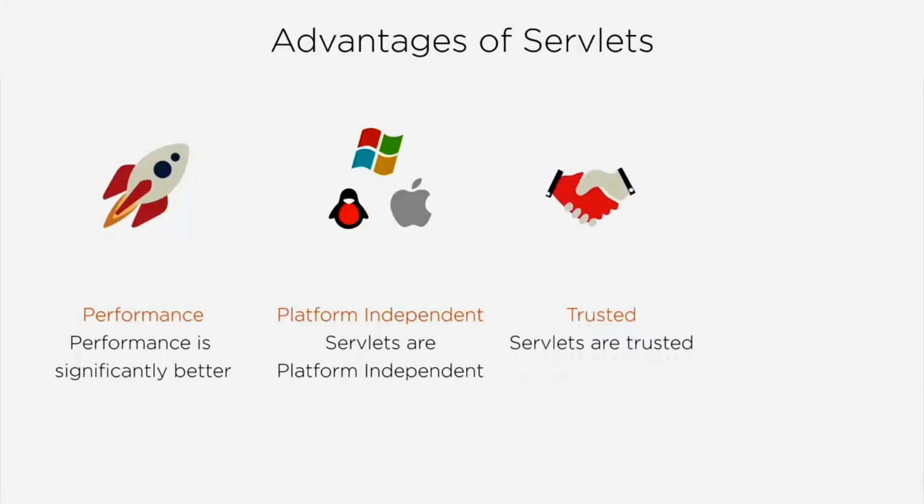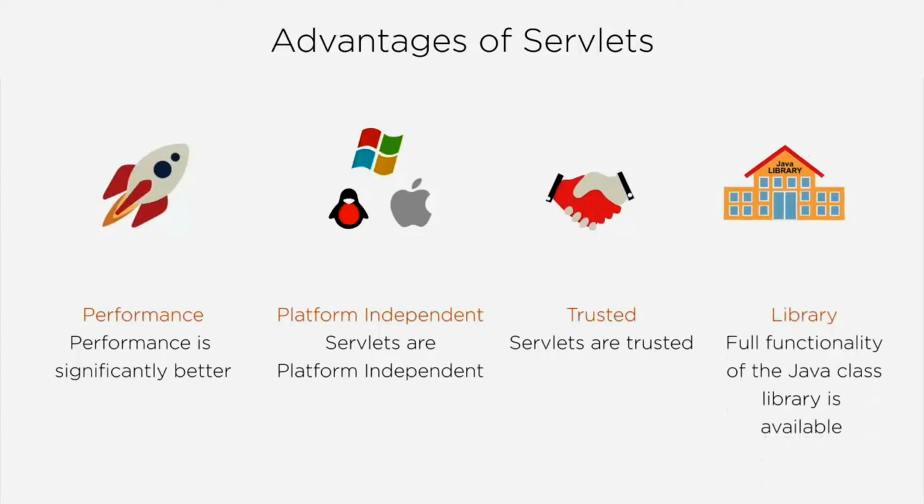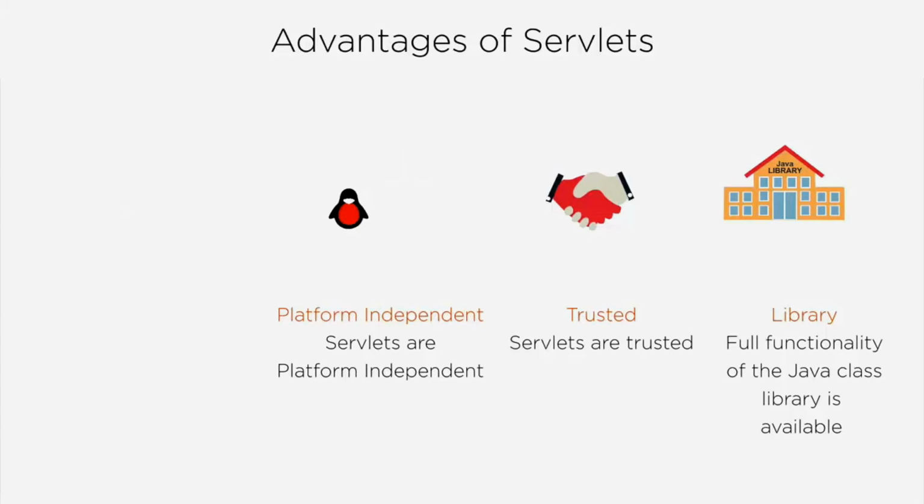Java Security Manager on the server enforces a set of restrictions to protect the resources on a server machine. So servlets are trusted. The full functionality of the Java class libraries is available to a servlet. It can communicate with applets, databases, or other software.